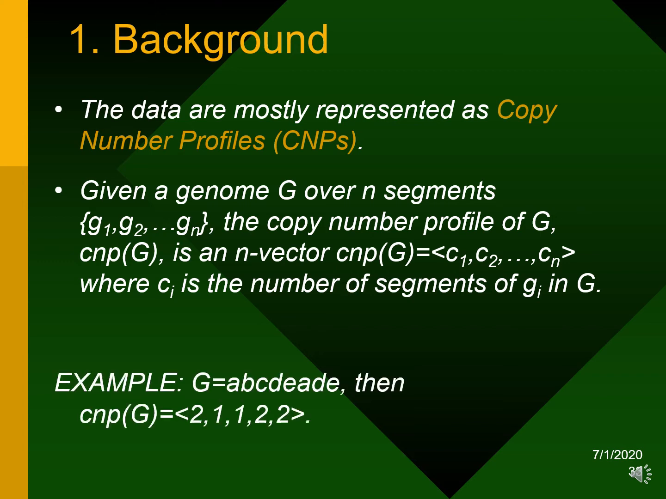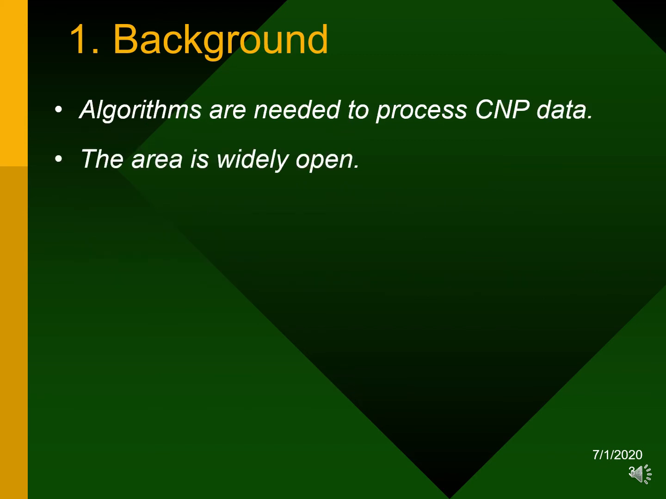An example: in this case, G is composed of, let's say, 8 segments, A, B, C, D, E, A, D, E. The corresponding CNP would be 2, 1, 1, 2, 2. So this 2 means I have 2 copies of A. This 1 means I have 1 copy of B, etc. In general, at this point, algorithms are still needed to process the CNP data. The area is widely open, with lots of open problems.